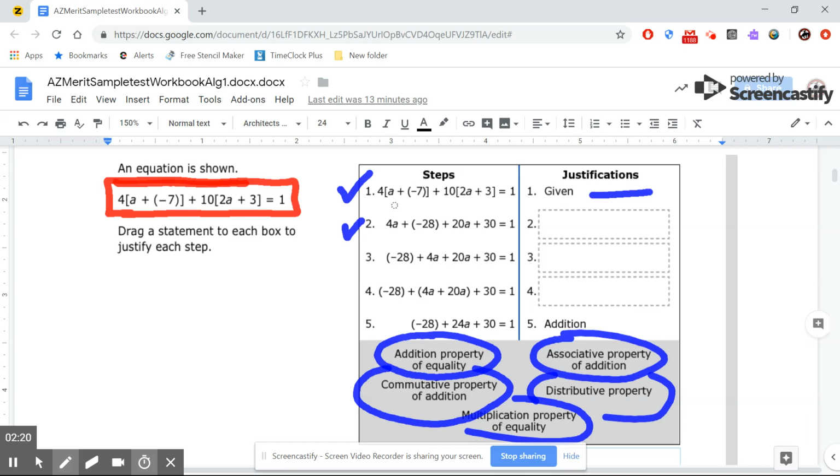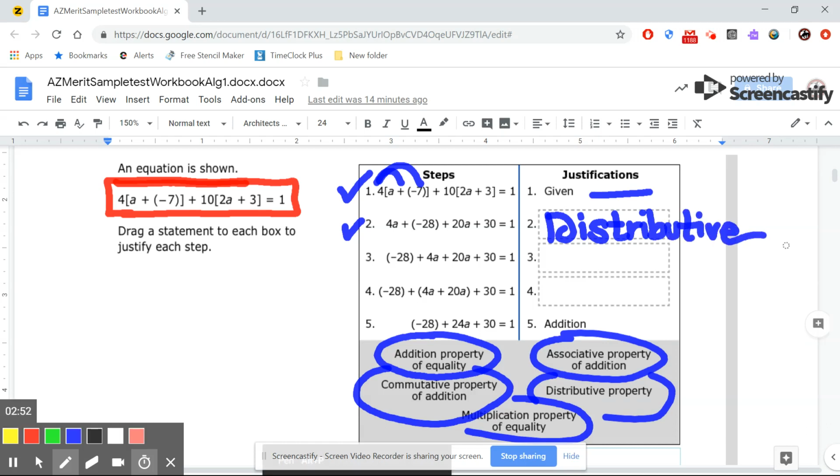Now here, students, on step number 2, what is actually happening? The 4 is being distributed to both the terms. So now we see 4a plus negative 28, 4 times negative 7 is negative 28, plus 10 times 2, 20a, plus 10 times 3, 30. This is what is happening on step 2. So we can say that the distributive property is happening on step 2, and this is the tile you will slide on the test.